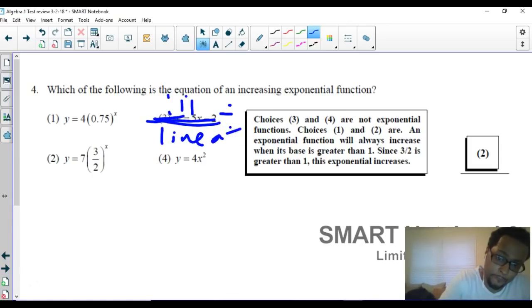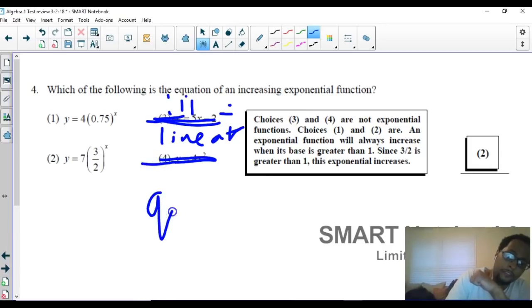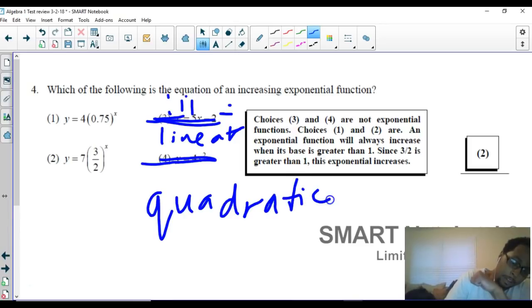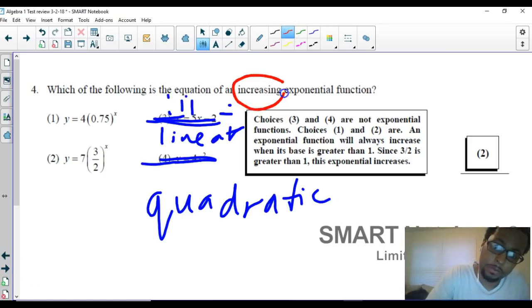That is linear. Okay. Now, we have to be careful because the others do have exponents. But choice 4 is not exponential. That is quadratic. So now we have 1 and 2. Those are both exponential functions, but the key word in this question is increasing. We want to know when it is going up.